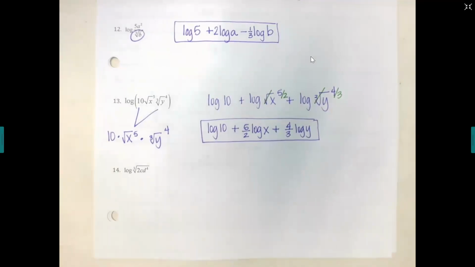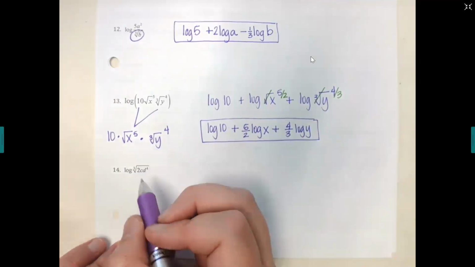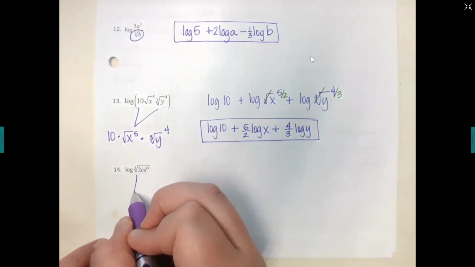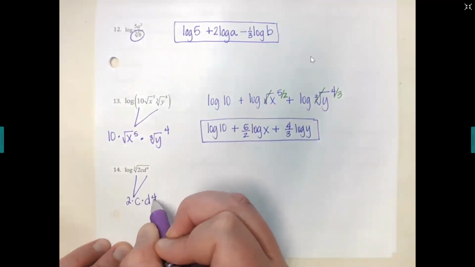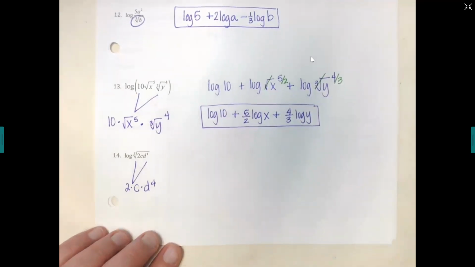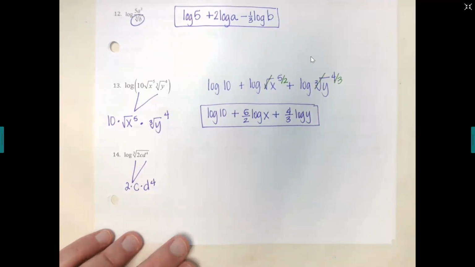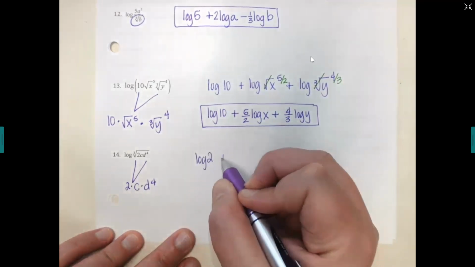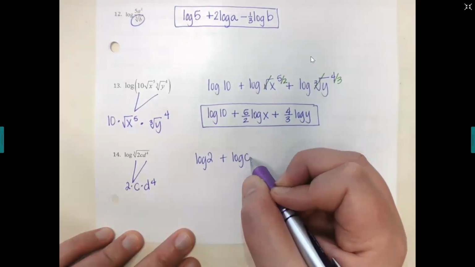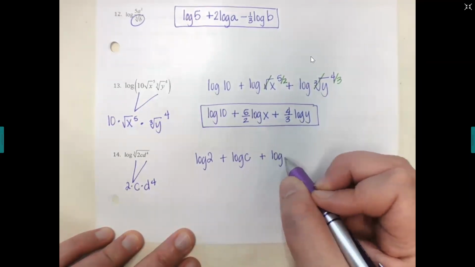Make sense? Not too bad? Okay, last one, number 14. Okay, we have the cubic root of 2 times c times d to the 4th. So first thing I want to do is split those guys up. So it's going to be log 2 plus log c plus log d.